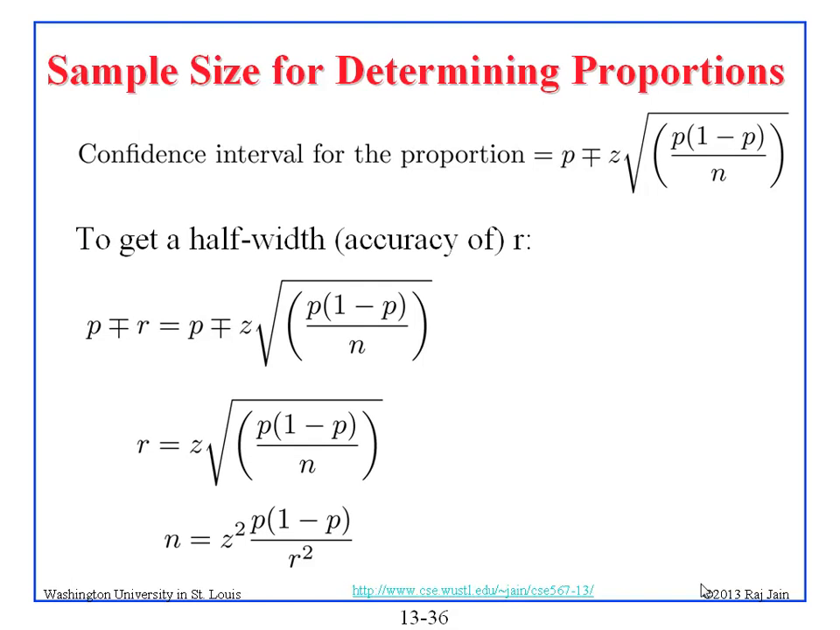Okay, same thing, we can do the sample size for the proportions. If you want the proportions to be between P plus minus R, then all you do is equate these P plus minus R to P plus minus Z square root of P times 1 minus P divided by N, and you will get the value of N from that.